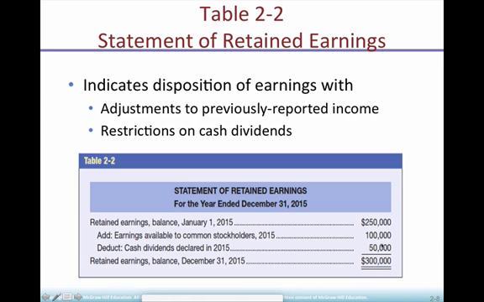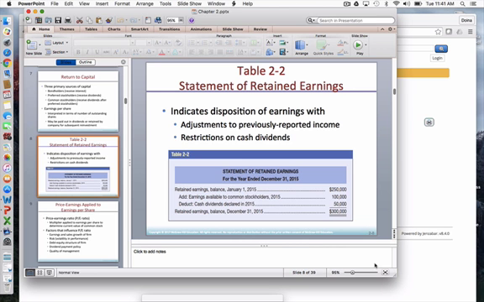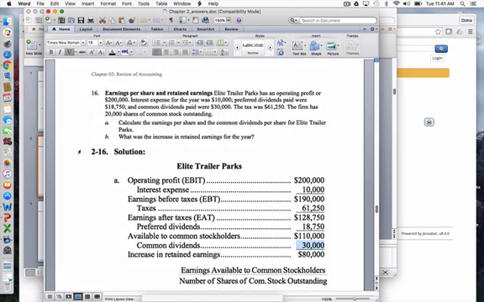And the rest of 50,000, they want to put it back as retained earnings for the year. So 50,000, the rest of it added to the original sum is going to give, at the end of the year, 300,000 retained earnings. And that's the concept we are going to apply in the next application. Let's work on number 16.